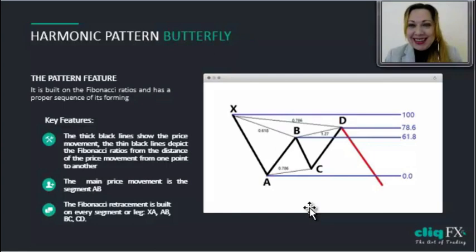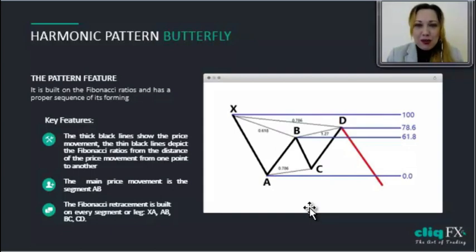Okay, let's continue. So, the thick black lines, as you can see on the slide, are the price movement of any trading instrument that you are going to trade. And the thin black lines are the Fibonacci retracement, Fibonacci levels that are put on the price movement from one point to another point. The formation of these patterns starts from point X.